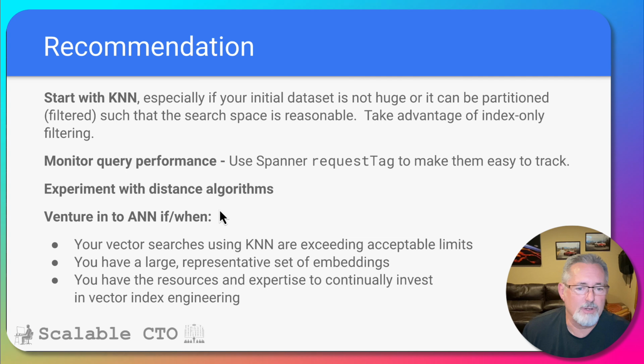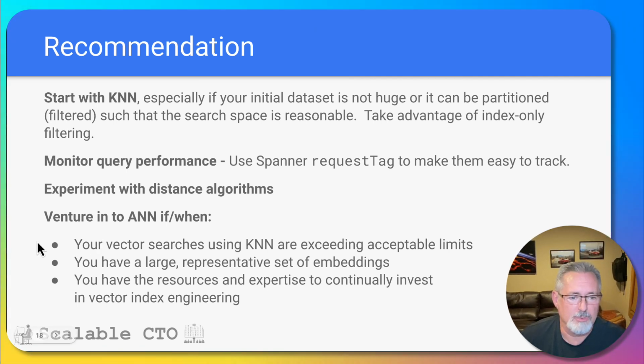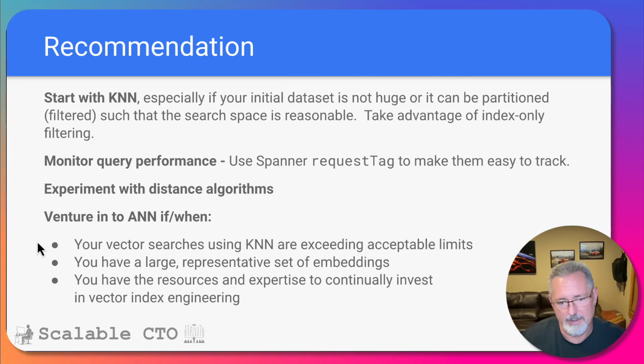And then I would say if you're assessing going into ANN, first of all, make sure that you are actually at a point where your vector searches using KNN are starting to get slow enough that you care, because they're going to be fast to begin with until your database starts to get really big. Make sure you have a large and representative set of embeddings. If you don't have enough embeddings to actually build a good model, the benefits are going to be questionable. And make sure you have the resources and the expertise to continually invest in vector index engineering. Like somebody's going to become the owner of the vector index and have to maintain and monitor that thing. And there are a lot of knobs to turn and ongoing care and maintenance of that thing.